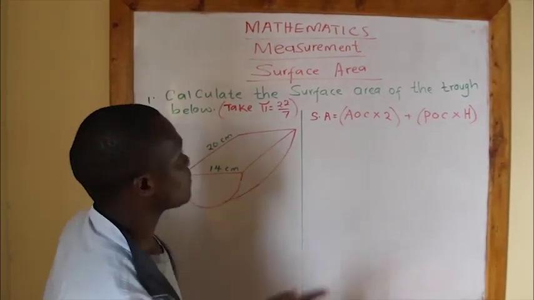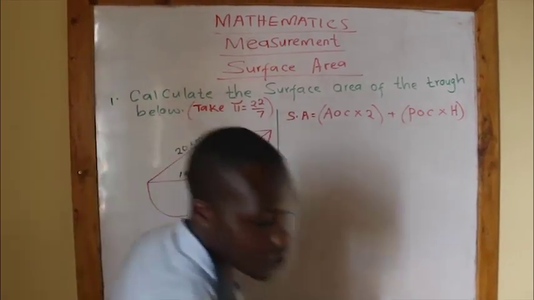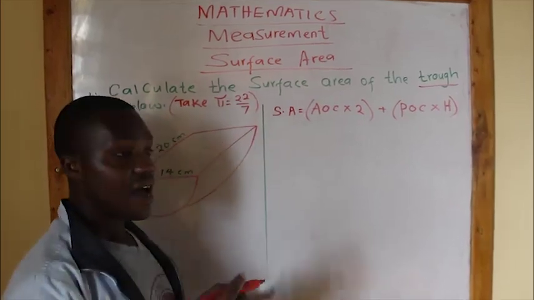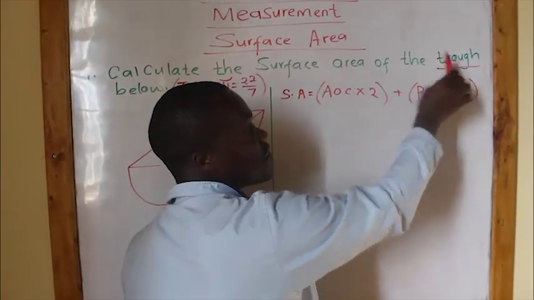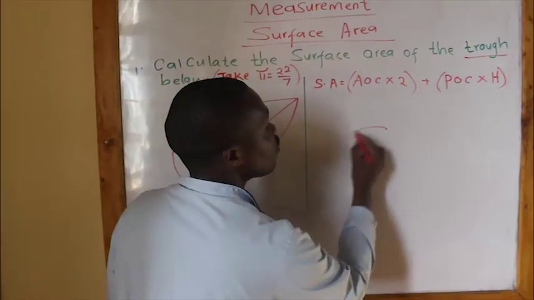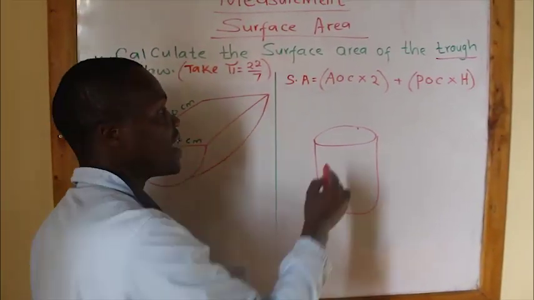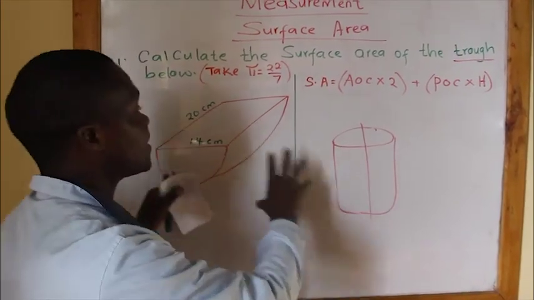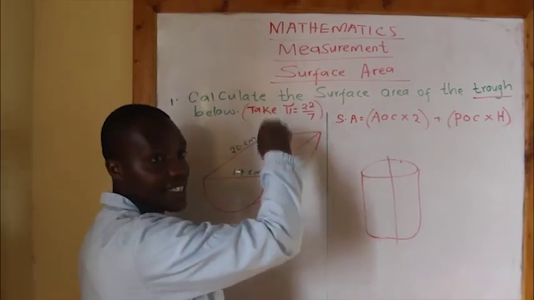The question states, calculate the surface area of the trough. So I really want you to underline the word trough. A trough means it is a container, maybe a water tank like that. Then it was cut into two. So when it was cut into two, we had such a shape. So therefore, this one is now known as a trough.